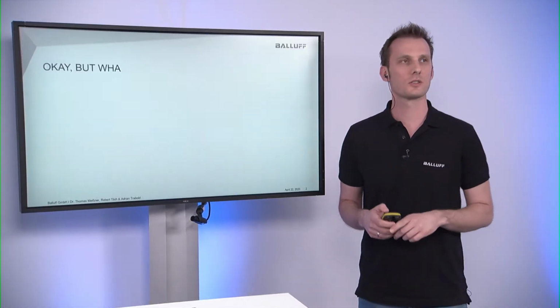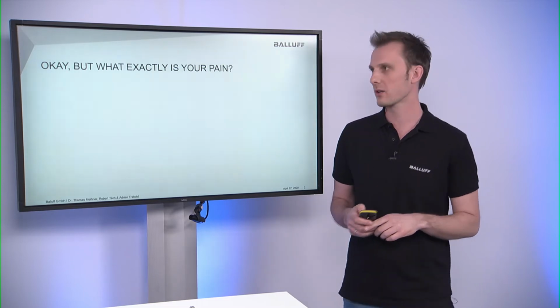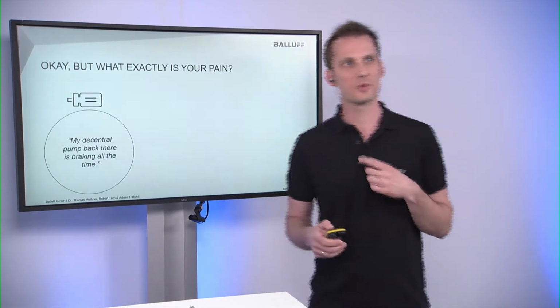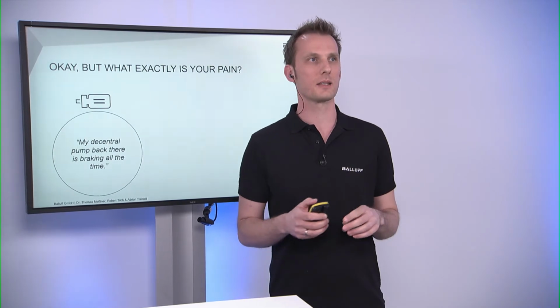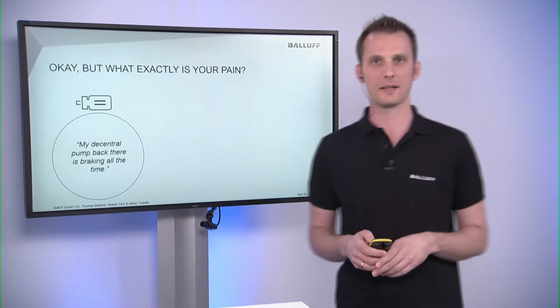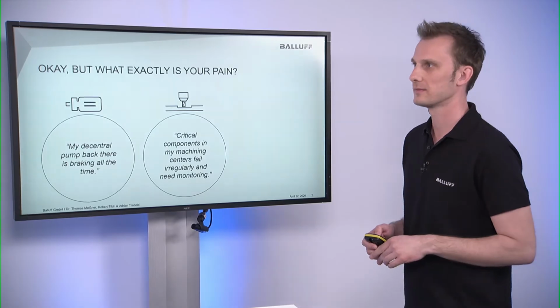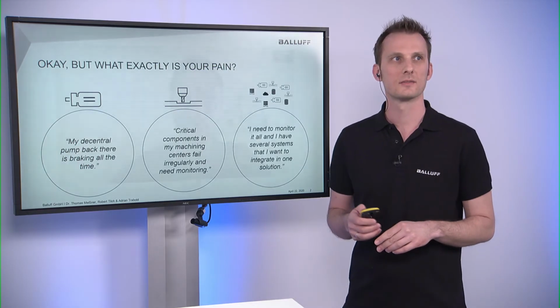Let's have a look at which applications we are going to look at today. First, I'm going to show you the problem. My decentral pump back there is breaking all the time. And I will talk about what you can do if you want to monitor critical components of your machines. And then Adrian: if you want to use data which is already available in your systems and want to correlate it with one of the systems the colleagues shown here, then Customer Project House helps you with that.